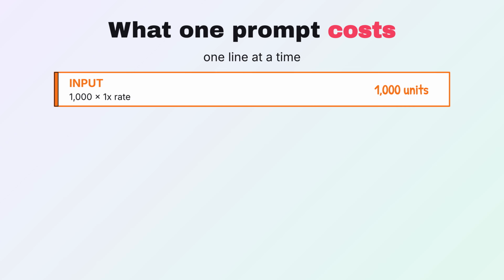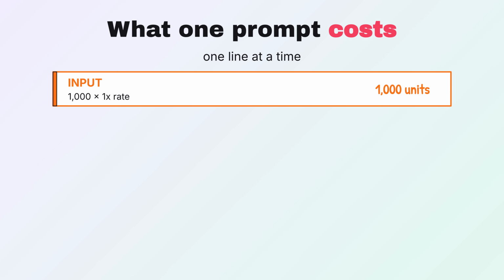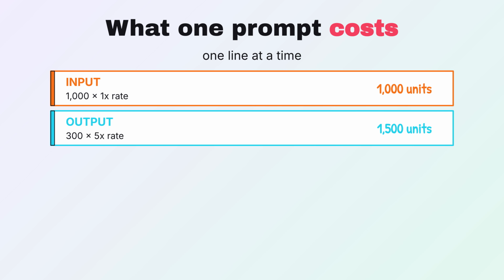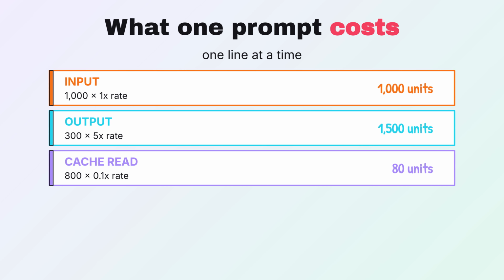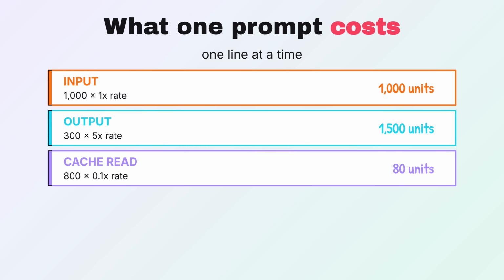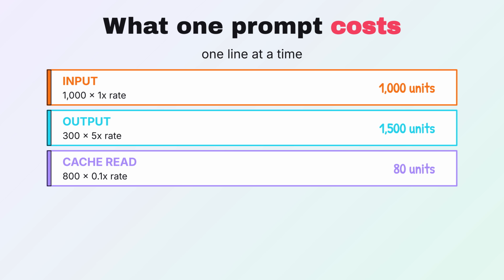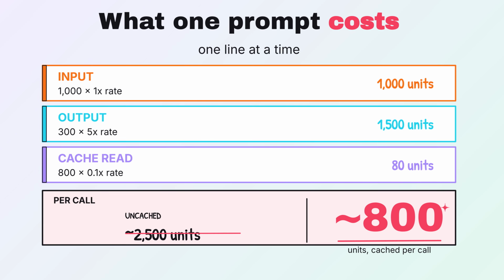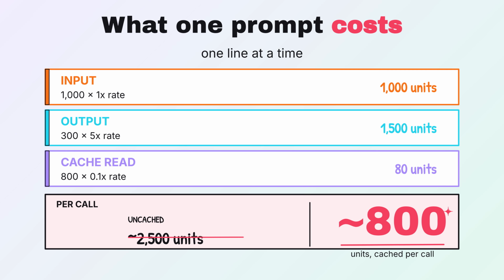Let's put real numbers on a single prompt, one line at a time. Start with the input. 1,000 input tokens priced at 1 times the base rate comes to 1,000 units. Next, the output. 300 output tokens priced at 5 times the rate comes to 1,500 units. Finally, the cached read. An 800 token system prompt priced at just 1/10 of the rate comes to only 80 units. Add the input and the output together, and one uncached call runs about 2,500 units.